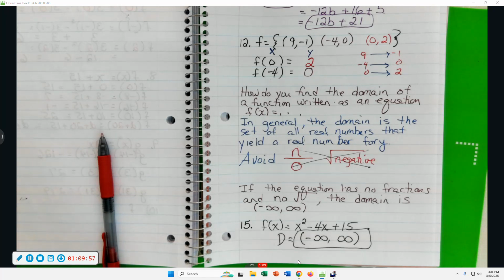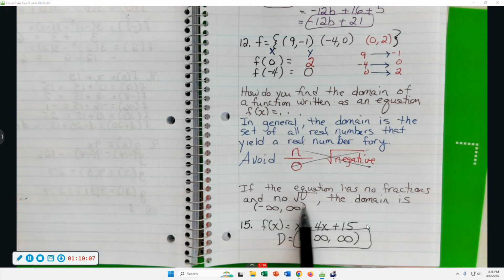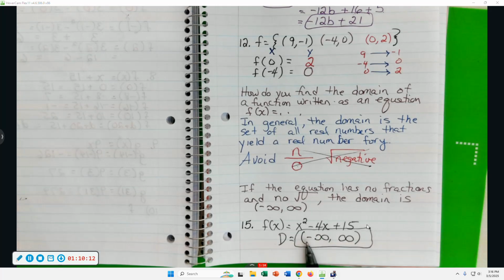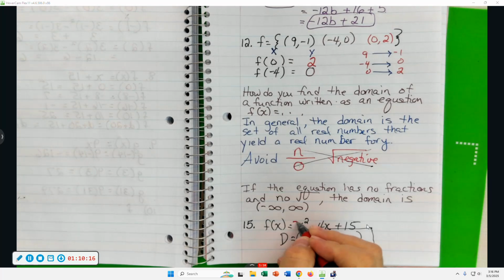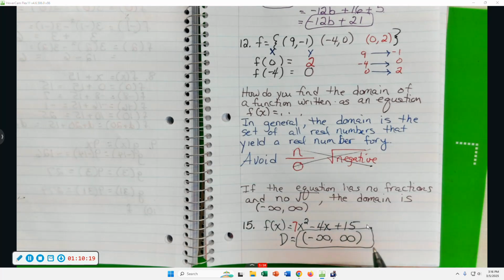So what we're doing here is looking at how to find the domain of these equations. And here's your first rule. You're getting several rules. The first one is if there's no square roots and no fractions, all real numbers. There's nothing special about x squared minus 4x plus 15. Suppose it had said 7x squared minus 4x plus 150. What's the domain? Still negative infinity to infinity, as long as there's no fractions and no square roots.